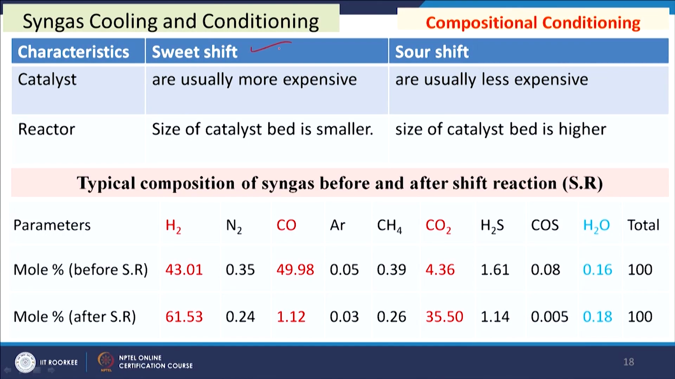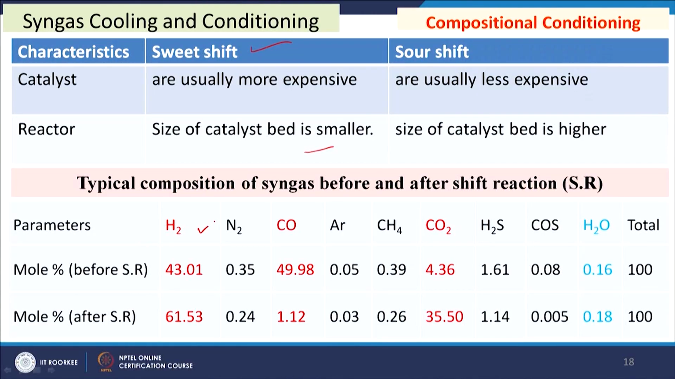Now, we see the catalyst of sweet shift reactions is more expensive than that of sour shift reactions, and reactor size is also smaller in case of sweet shift reactions than sour shift reaction. And this table shows the typical composition of syngas before and after shift gas reactions. If we see hydrogen, carbon monoxide and CO2, this concentration changes significantly: CO2 4.36 to 35.50%, then CO 49.98 to 1.12%, and hydrogen 43.01 to 61.53%.